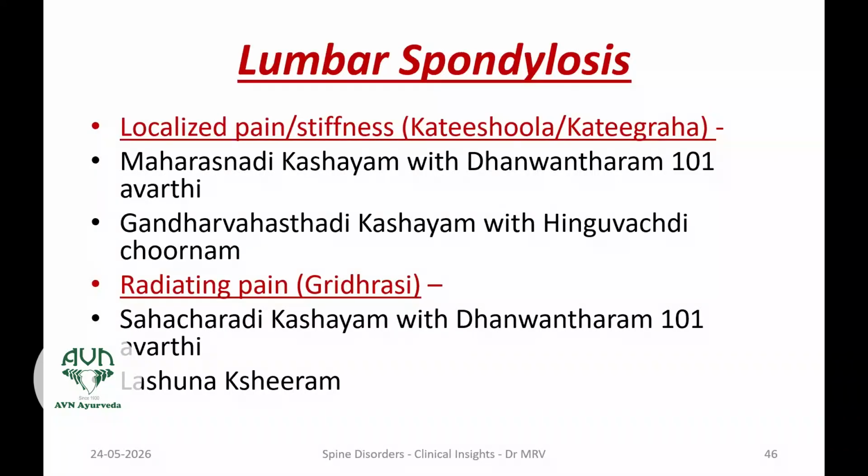Then for localized pain, especially in the case of lumbar spondylosis, Maharasnadi Kashayam with Dhanvantaram Avarti is considered to be very effective. Then Gandharvahastadi Kashayam with Inguvajadi Churnam can be given initially, because it has a Pachana and Vedanahara effect, and I already told you the importance of anulomana in lumbar spondylosis. It makes a good anulomana, and then Maharasnadi Kashayam can be given afterwards for arresting the degeneration and getting relief from the pain associated with lower back pain.